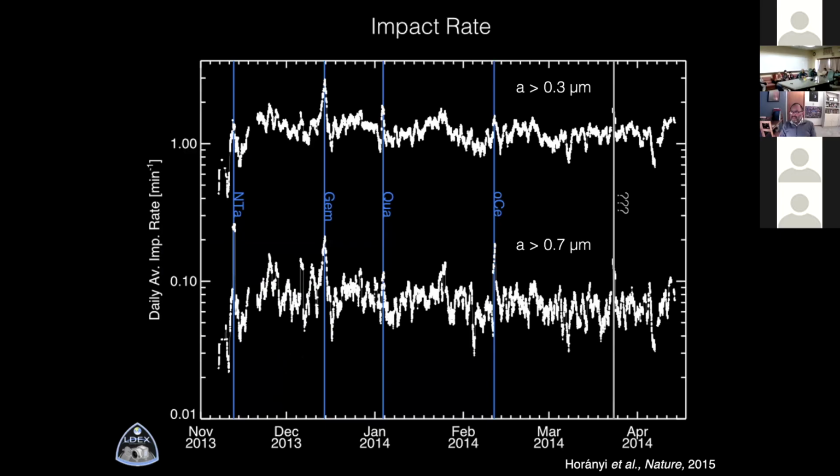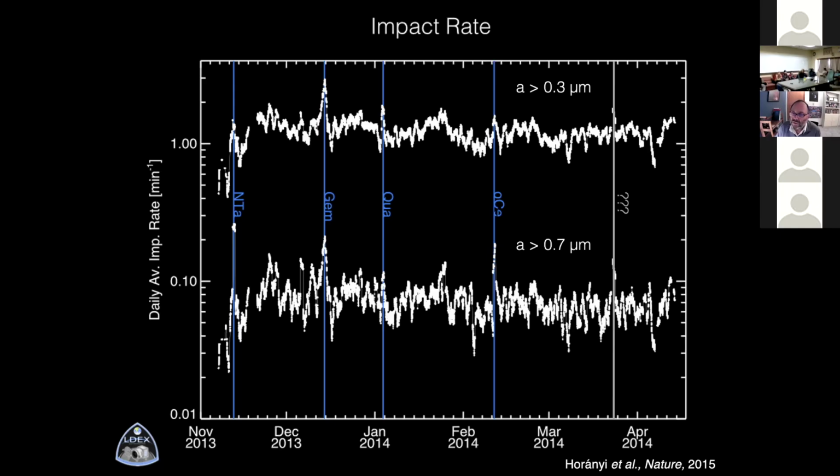And this is all the data we collected. Time is running on the x-axis, and the y-axis is impact rate. The top wiggly line is particles that are just above the threshold that we can detect, about 1/3 of a micron in radius. And those particles hit the small instrument at a rate of once per minute.